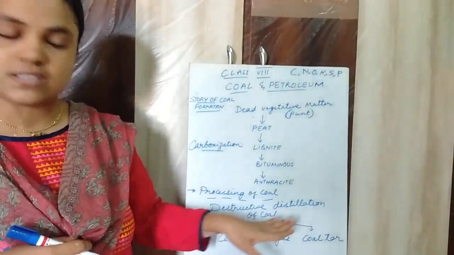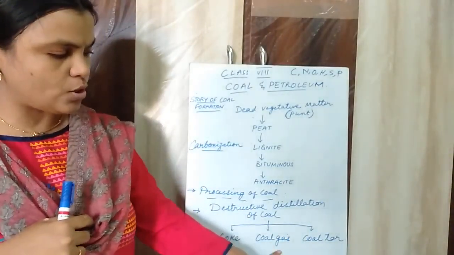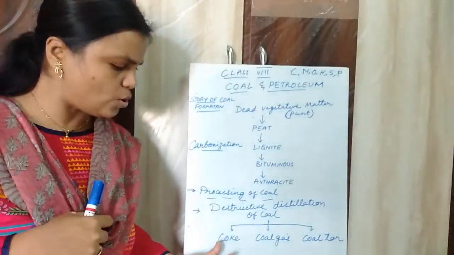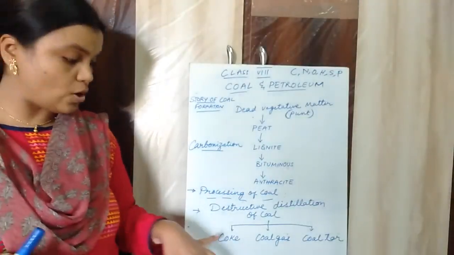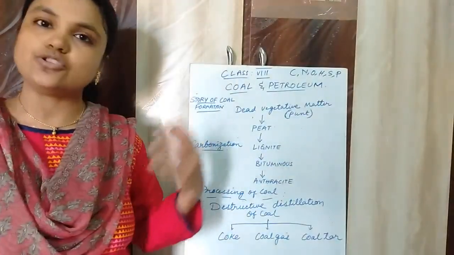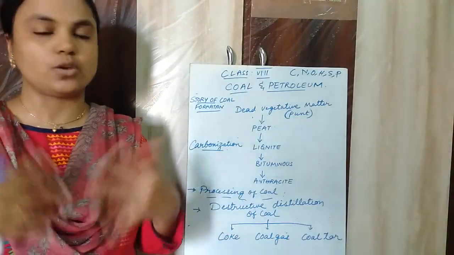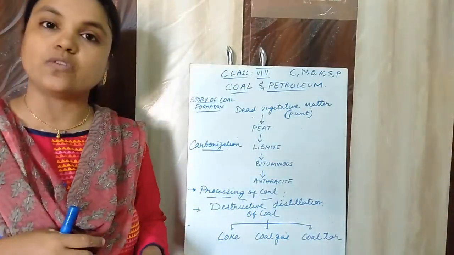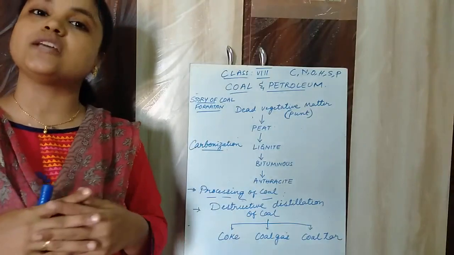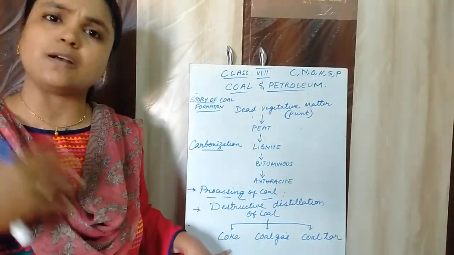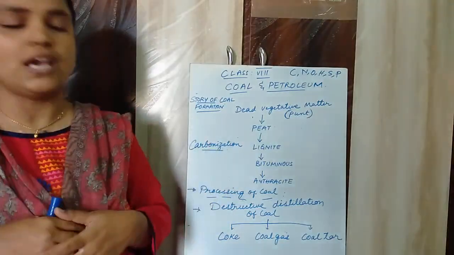Upon destructive distillation of coal, we get three very valuable substances, which are coke, coal gas and coal tar. As you know, coke is mainly used as a fuel in industries, but it also has a wide range of applications, children. Coke is also used as a reducing agent in the extraction of metals. You will learn in higher classes, in 9th and 10th classes, about how coke is used in the extraction of metals. Apart from that, it is used as a fuel in industries, in the production of electricity, etc. It has so many uses, children.